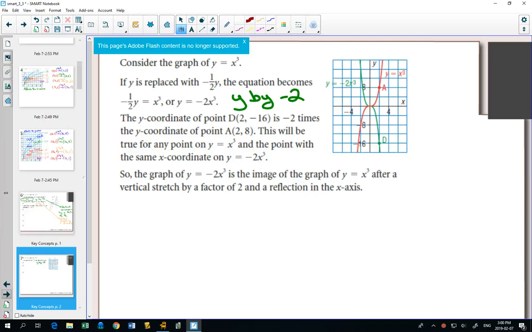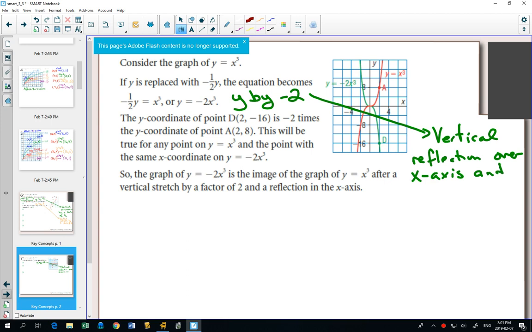So what happens when you have y by -2? Okay, when your y values are becoming negative, we have a vertical reflection over the x-axis and a vertical stretch by a factor of 2.